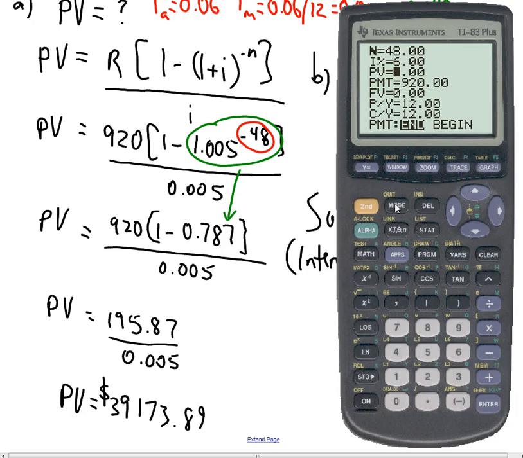So now let's go solve for the present value. Alpha solve, and we get the amount 39,173.89. So again, that's a negative value because that's money out of her pocket invested into the bank, but it will come back to her with interest.